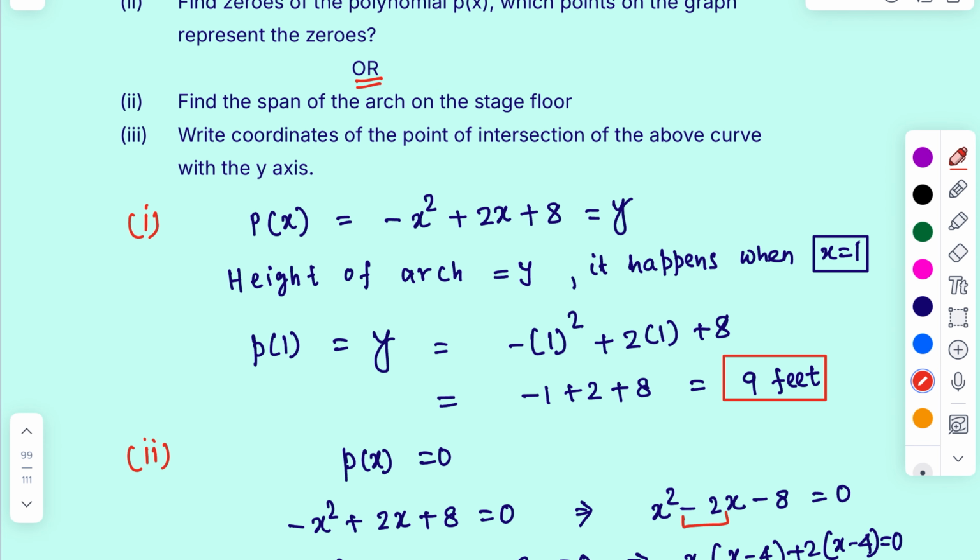Now the last question is, write the coordinates of the point of intersection of the above curve with the y-axis. When the graph cuts the y-axis, you always remember this, on the y-axis the x coordinate will be equal to 0. The equation of the polynomial is minus x square plus 2x plus 8. If you put x equal to 0 here, then we will get y is equal to 0 square, that is 0, plus 2 into 0, that is 0, plus 8, that is equal to 8 feet.